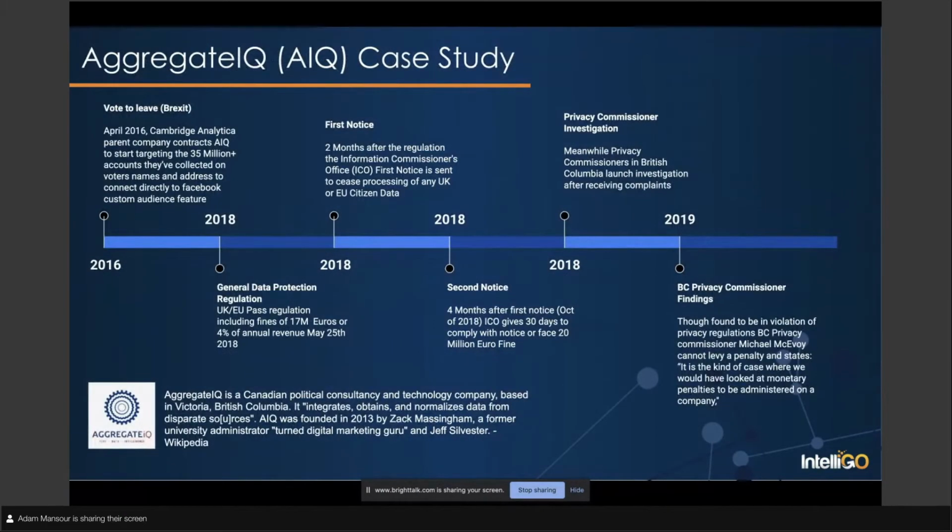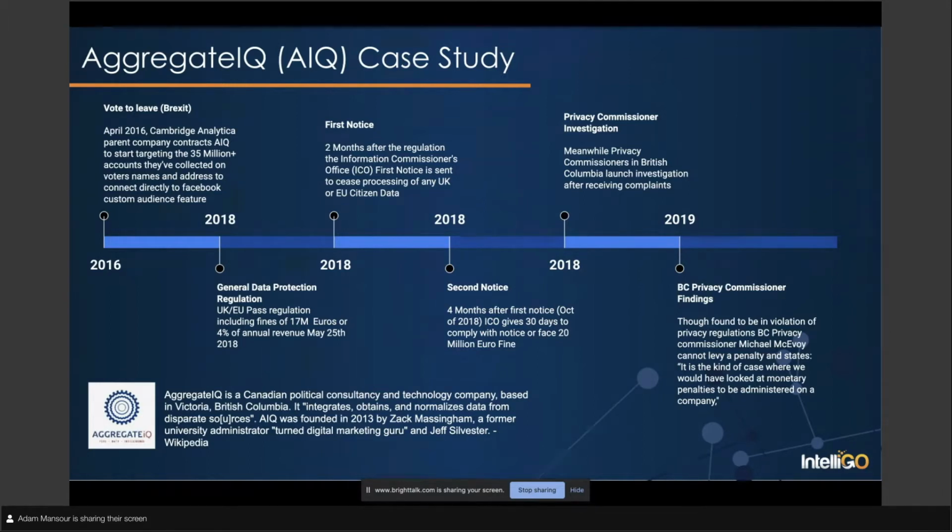And AggregateIQ is probably the single greatest case study in this, because it was such a high-profile case where you had a vote to leave in the Brexit referendum. So you had a company called SCL that had two companies underneath it. One called Cambridge Analytica, which a lot of people might remember from the news and different articles at the time about GDPR regulations and fines and the Brexit vote specifically. But then you also had this other firm called AggregateIQ that was in Victoria, British Columbia, Canada, right?